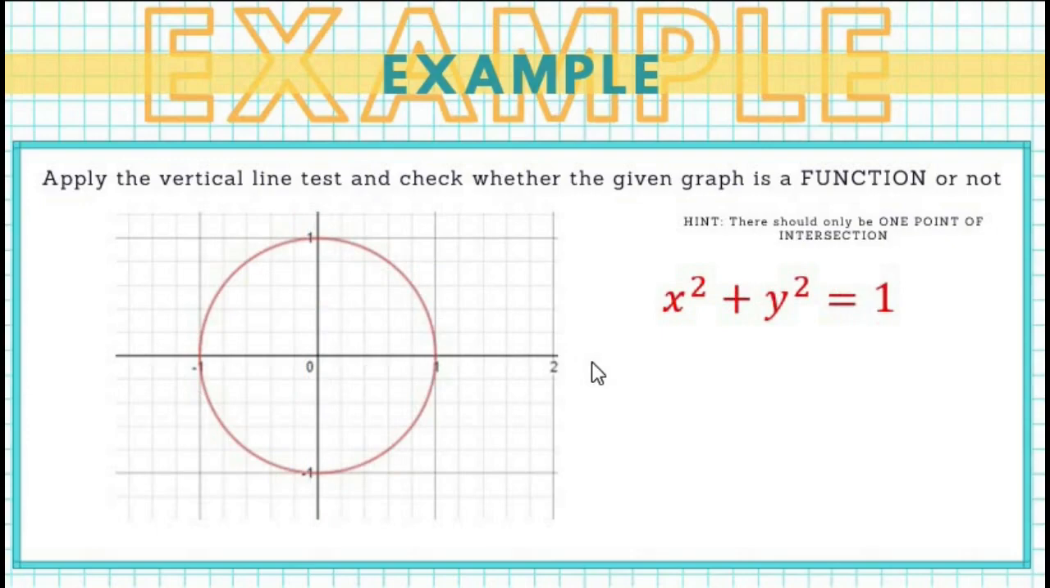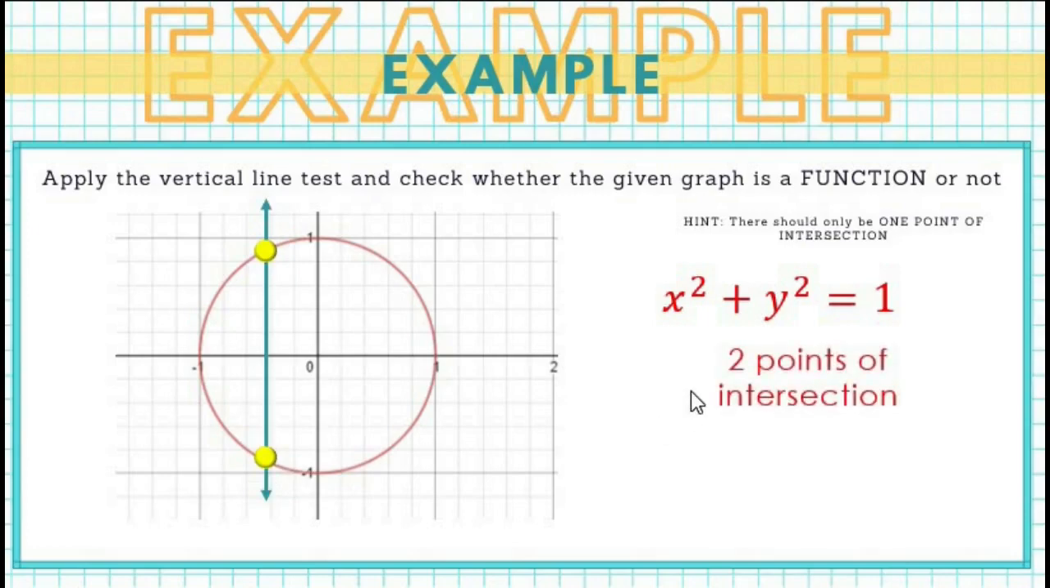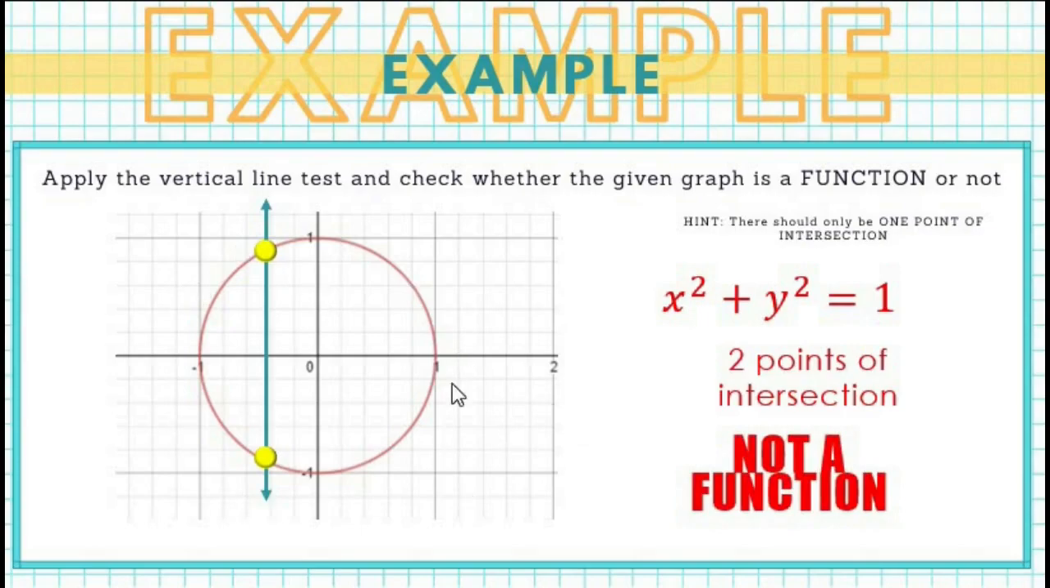Okay, another example is x squared plus y squared equals 1 represented by this circle. And again, to apply the vertical line test, simply draw a vertical line anywhere in the graph. So say for example, I want to draw the vertical line here. And again, looking closely, there will be 2 points of intersection. This is the first point, and this is the second point of intersection. So since there are 2 points of intersection, we can say that this graph of a circle does not represent a function.